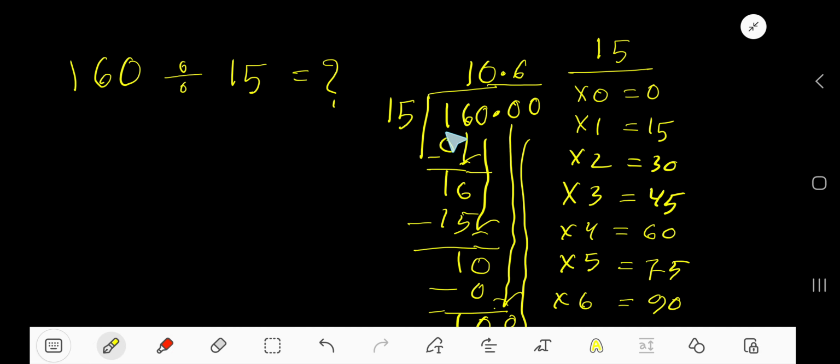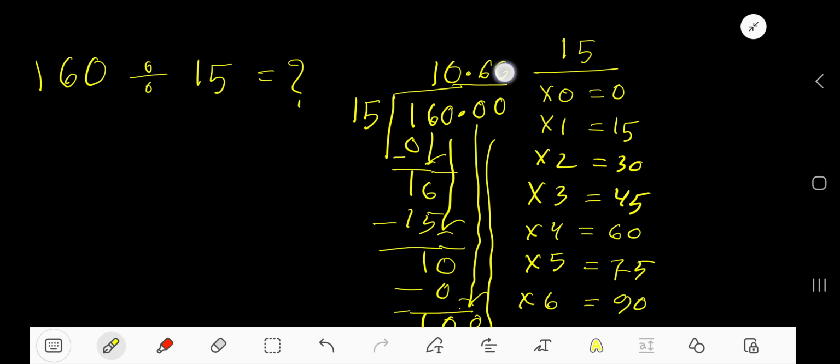Again 15 goes into 100 6 times. Look, this 6 is repeating, right? So you can place a bar here. 10.6 bar is our answer.